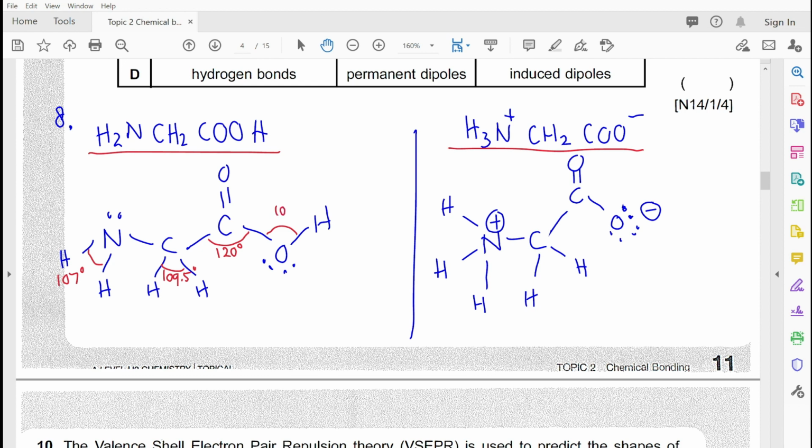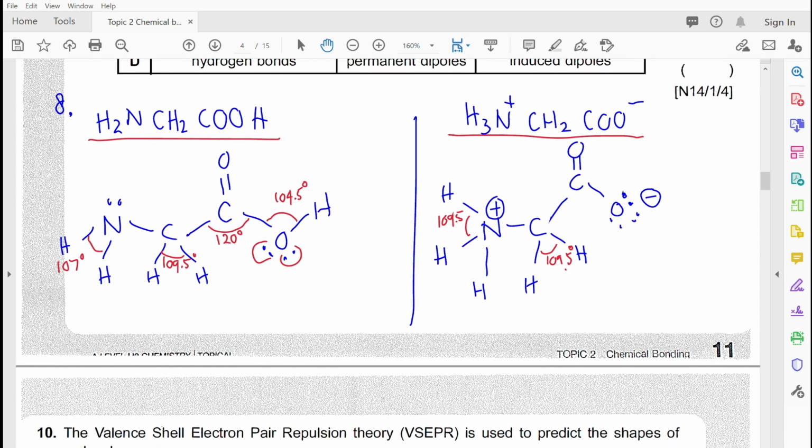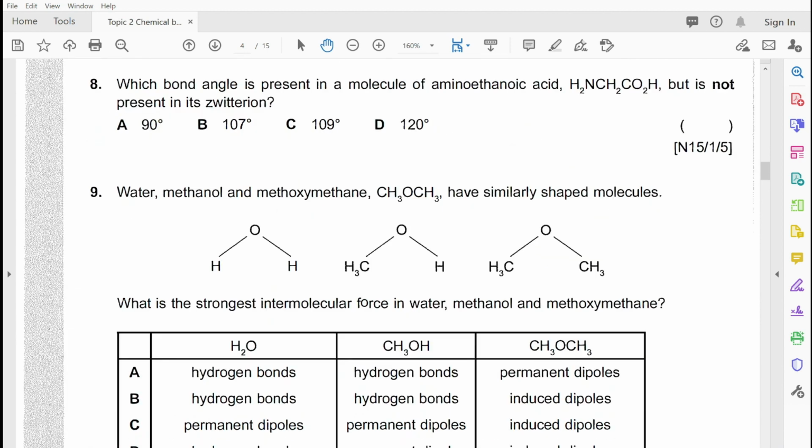This is 104.5 degrees because there are 2 lone pairs of electrons. So the missing angle is 107. Answer is B.